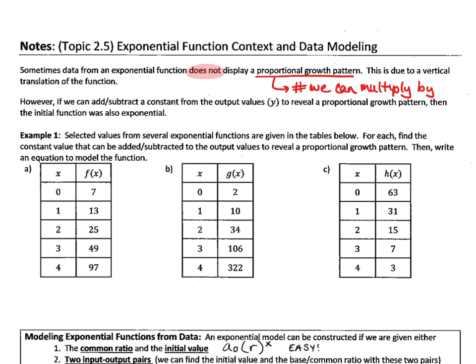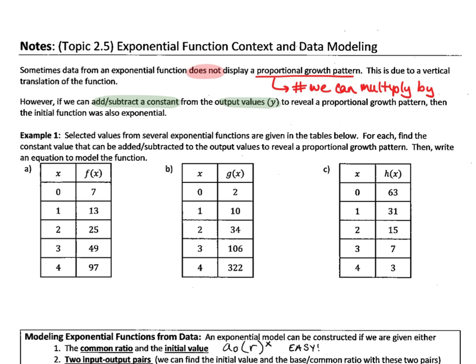So if we found that number, the constant that we're going to add or subtract from the output values, the y, we will reveal a proportional growth pattern, which will then tell us that initially our function was exponential. We've just shifted it up or down some number.